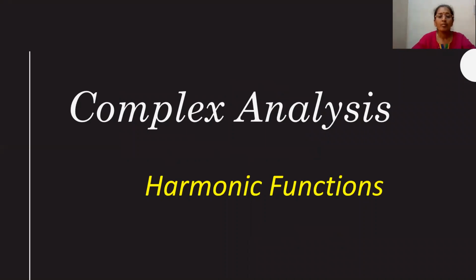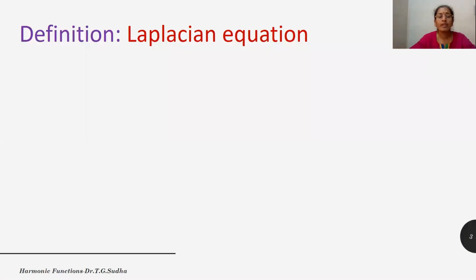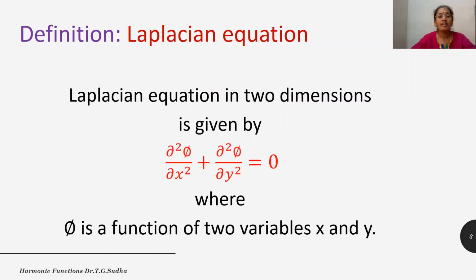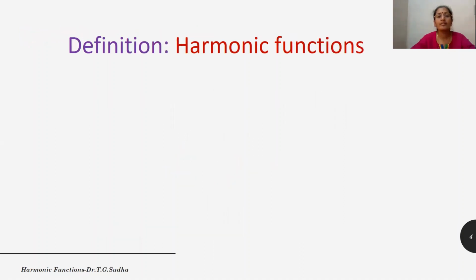Lab topic is harmonic functions. Let us begin with the definition. Laplacian equation. The Laplacian equation in two dimensions is given by ∂²φ/∂x² + ∂²φ/∂y² = 0, where φ is a function of two variables x and y.